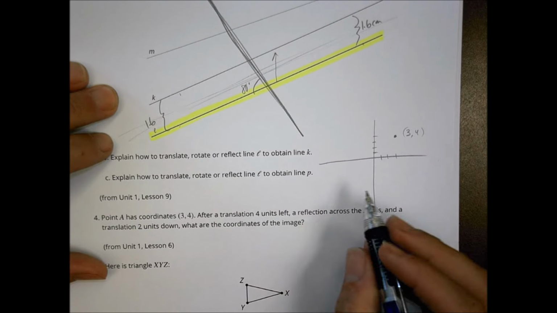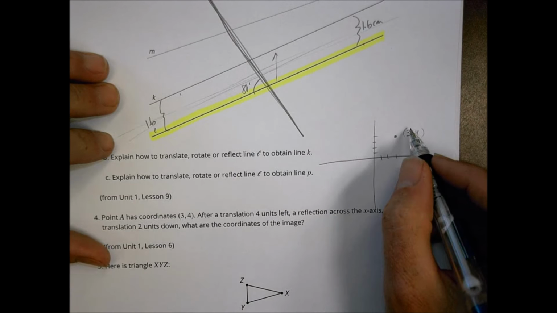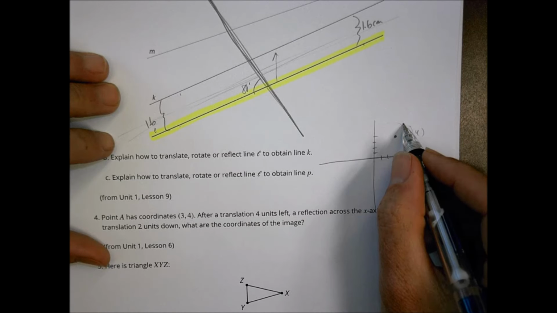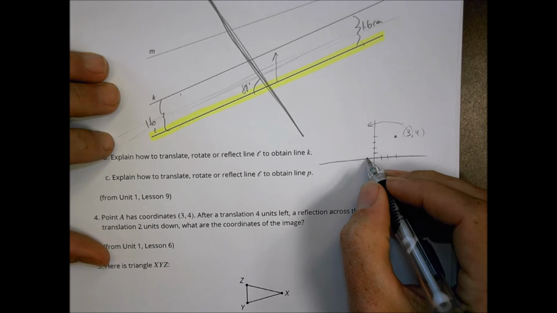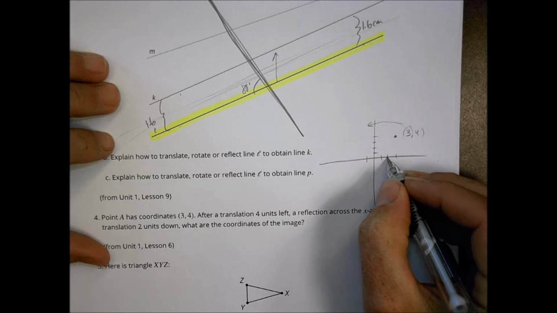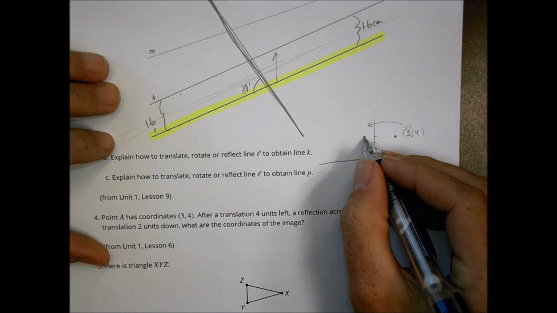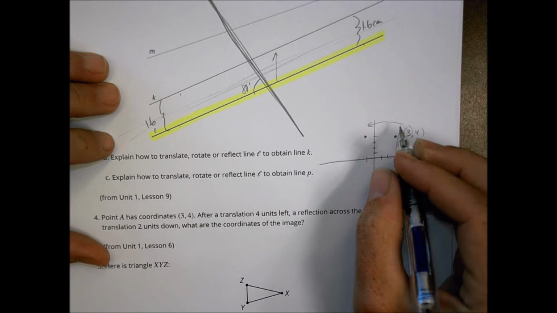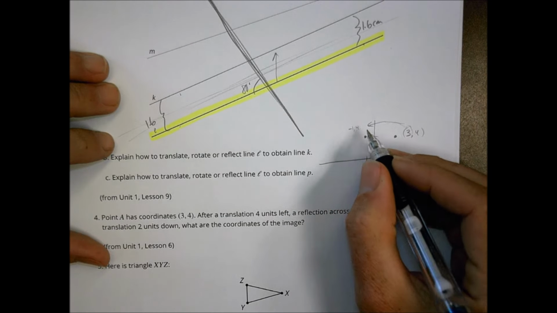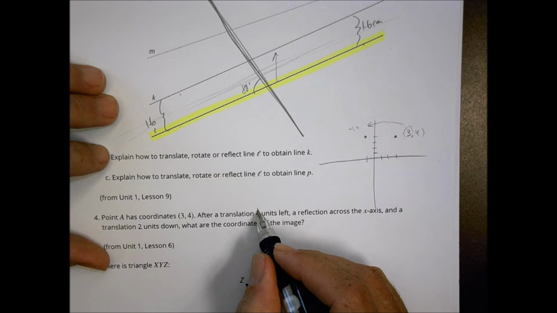We're going to go 4 units left, which means my x value needs to move 4 spaces this way. So to go 4 to the left, I'm going to go from 3 to 1, 2, 3, 4 to -1. I'm just going to put a dot there to say that's step 1. So I got over here at -1, 4. That's my translation left. I'm not done yet though.